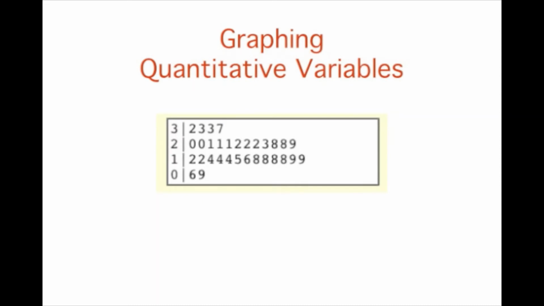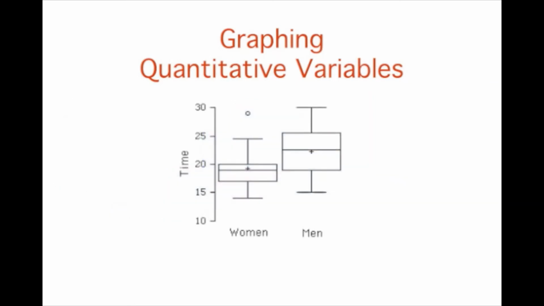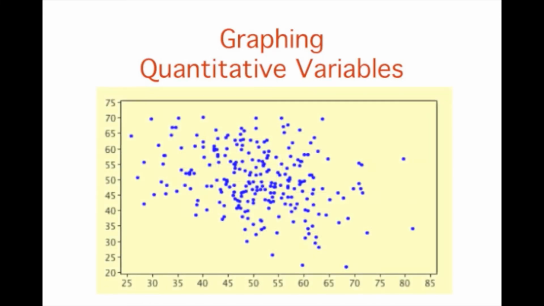There are many types of graphs that can be used to portray distributions of quantitative variables, and the upcoming sections cover several of these. Some graph types, like this stem and leaf graph, are best suited for small to moderate amounts of data, whereas others, like this histogram, are best suited for large amounts of data. Some types of graphs are good at summarizing differences between distributions. These two box plots compare the time to complete a task for men and women, while others, like the scatter plot, are used to show the relationship between variables.